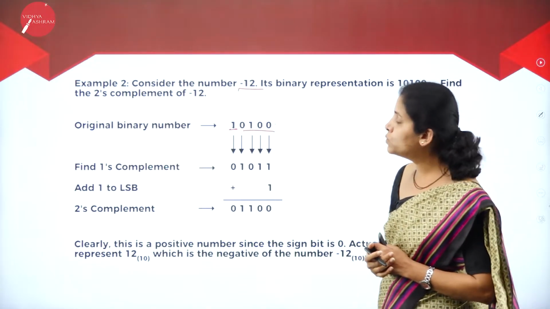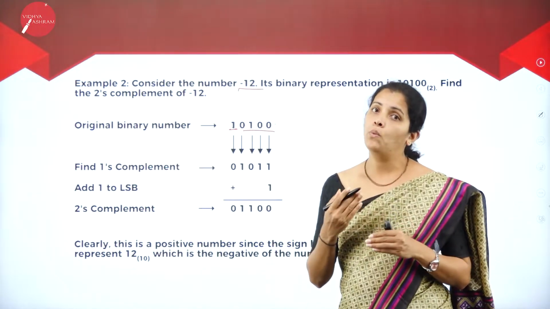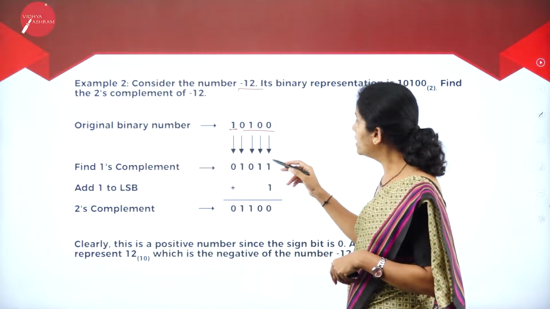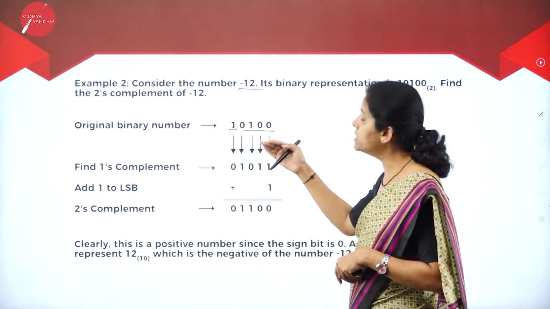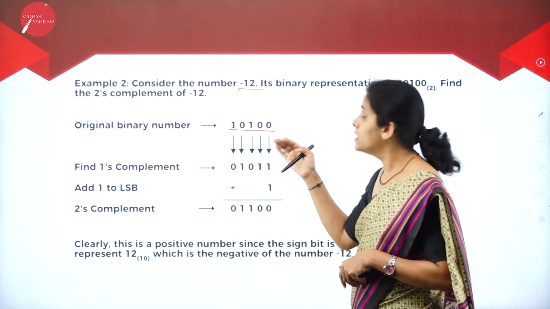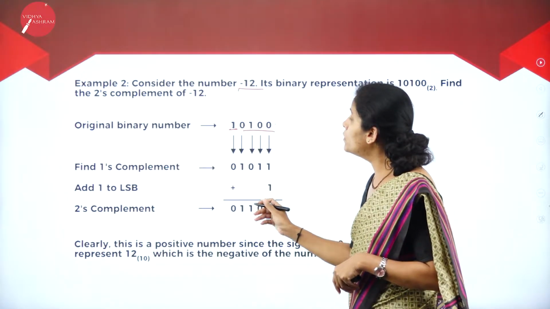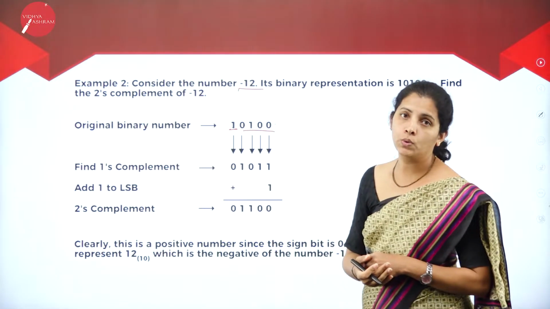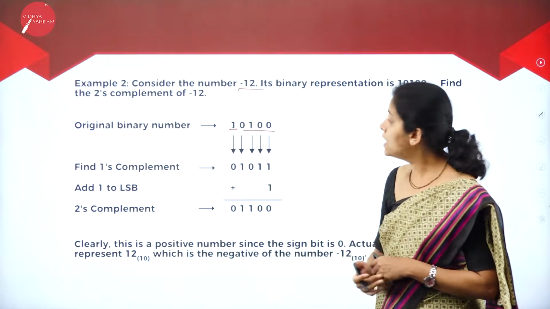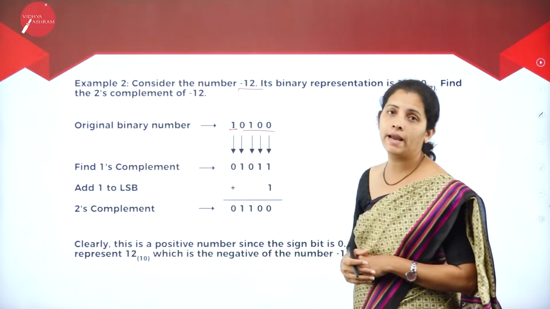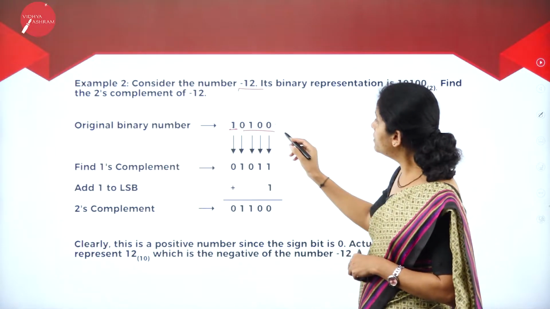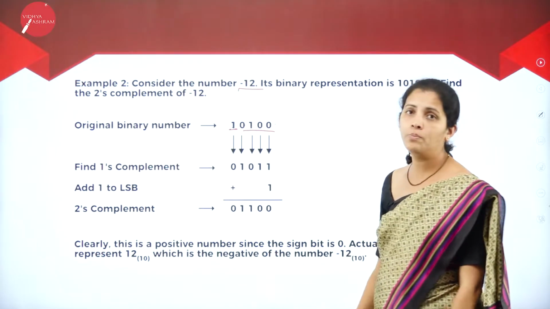Now what I want to do? I want to take the 1's complement of this negative number. After that, I'm going to add 1 to the LSB. Now I'm going to perform the binary addition. So first I'll write the 1's complement.